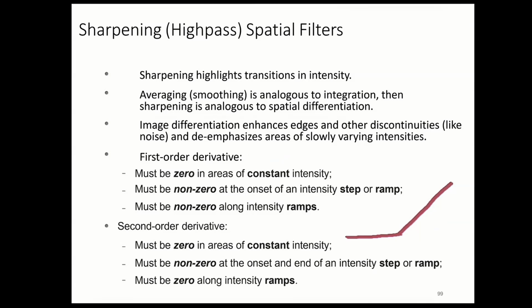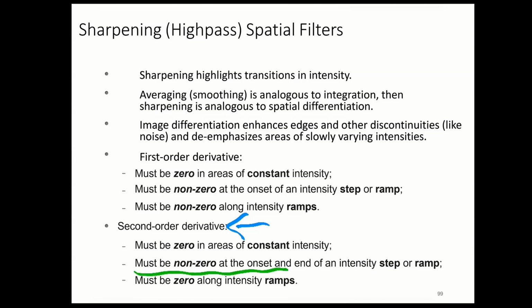Now the second order derivative. If I take the derivative of a constant again, it will be zero. The first derivative is zero, and the second will be zero, of course. If the first derivative is constant, the second derivative will be zero. At the onset of the intensity, the initial jump, say you have x squared or some function, it will be a non-zero quantity. So only this is non-zero.